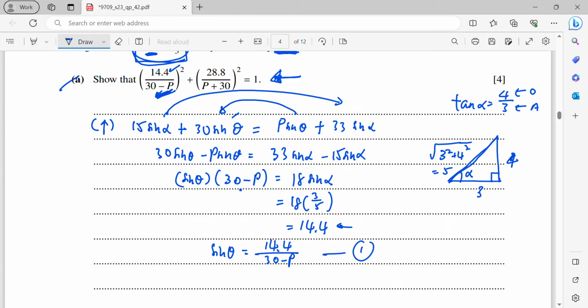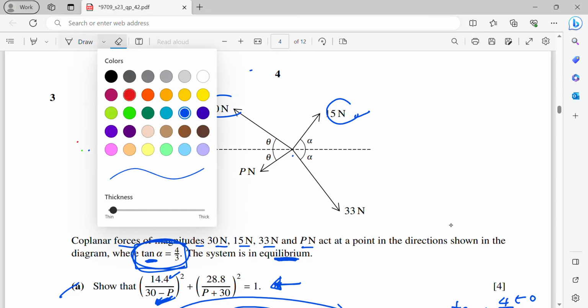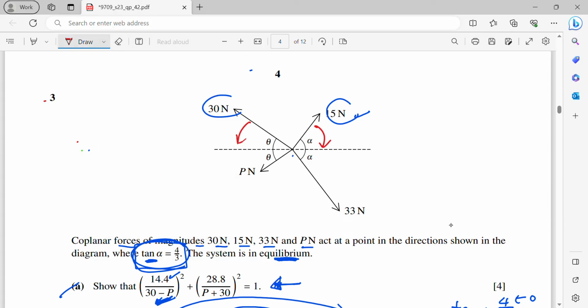So I let this be the first equation. Now, next is to resolve the forces horizontally. When I resolve the forces horizontally, I will get this. This one moves down, here moves down, then this one moves up. So horizontally, I will have two directions, one pointing right, another one pointing left. So these two will be grouped together, and the 30 and also the P N will be grouped together.